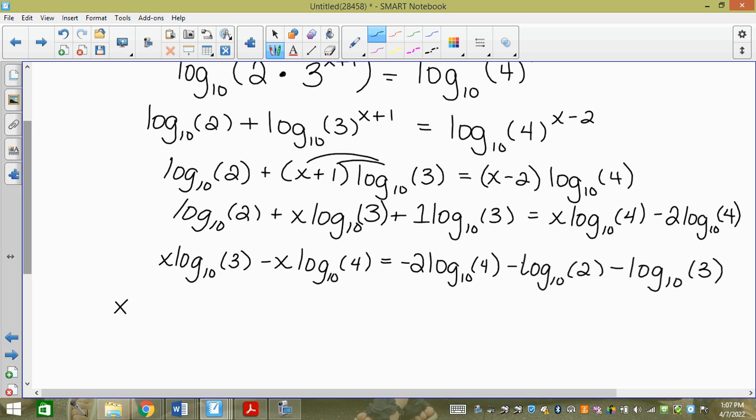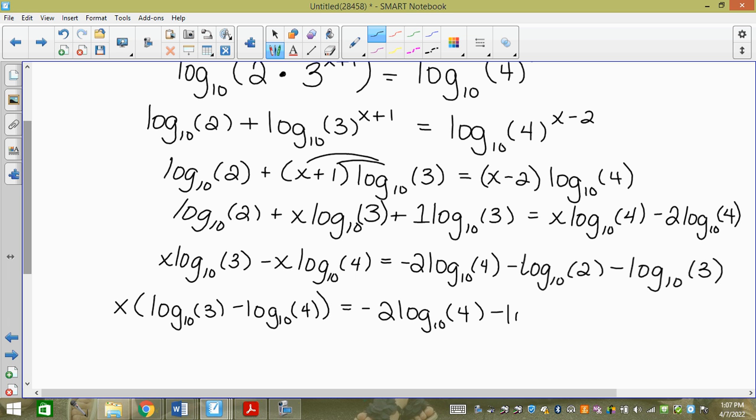Take out a GCF of x, and I'm left with log base 10 of 3 minus log base 10 of 4 equals negative 2 log base 10 of 4 minus log base 10 of 2 minus log base 10 of 3. And then I divide the log base 10 of 3 minus log base 10 of 4 over.